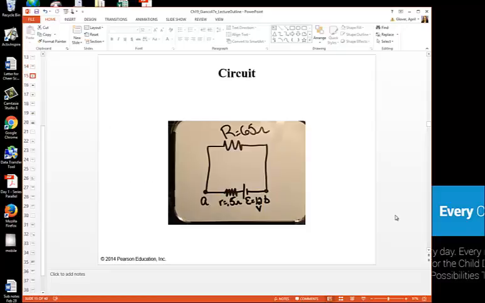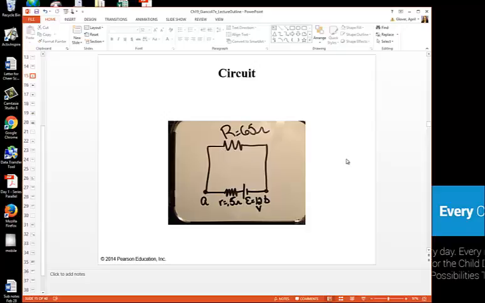Okay, so the first thing you're going to do is draw your circuit. And so here you'll have your battery down at the bottom. So remember, it's made up of your A and B, your positive and negatives, your internal resistance, and there's your EMF. And then you have a resistor on top of that.